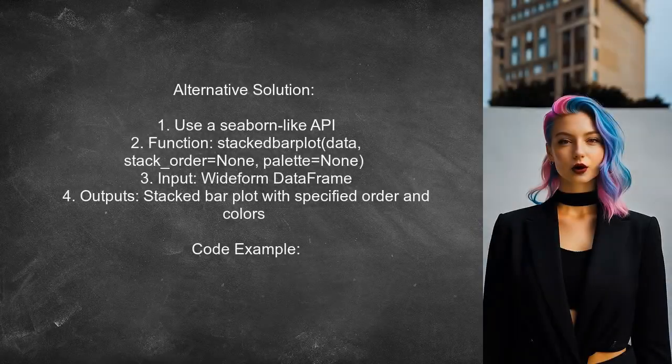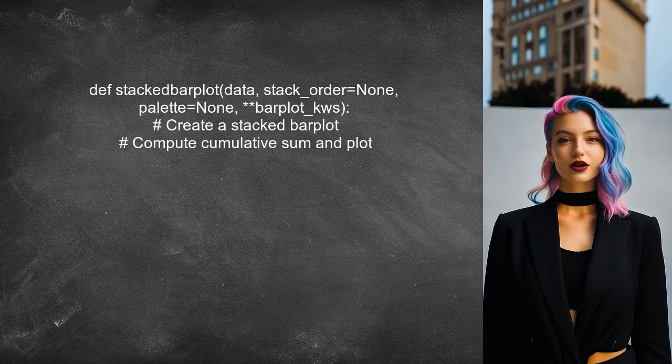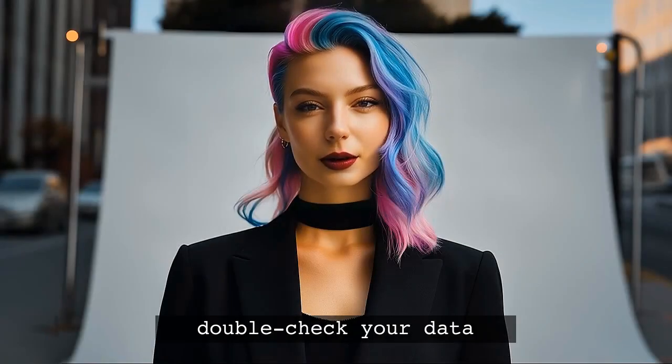An alternative solution provided by another user suggests using a Seaborn-like API to create a stacked bar plot. They recommend a function called stacked bar plot, which takes a wide-form data frame as input. This function allows you to specify the order of the stacks in the color palette. It computes the cumulative sum of the data and then plots each stack level in reverse order, ensuring a clear visual representation. Here's the crucial tip I promised.